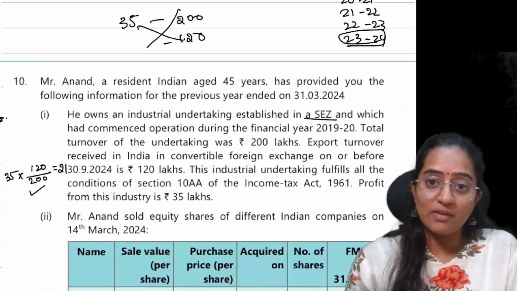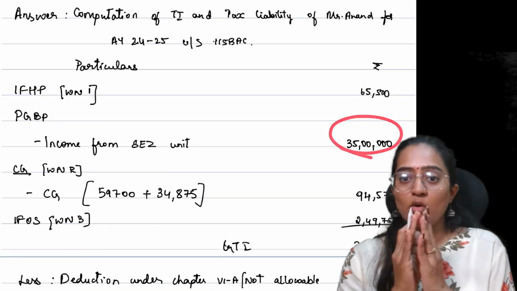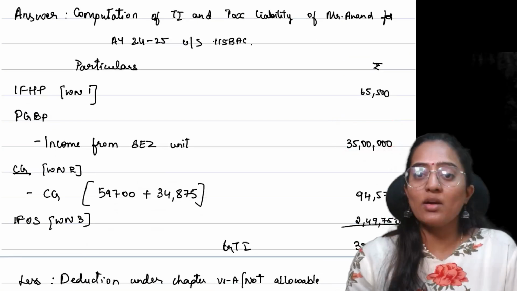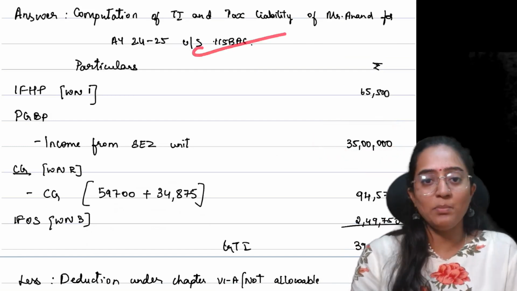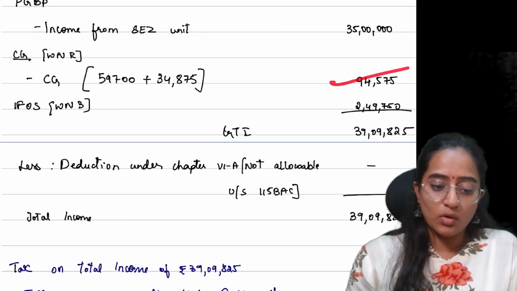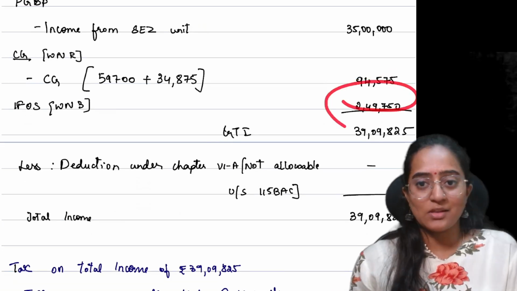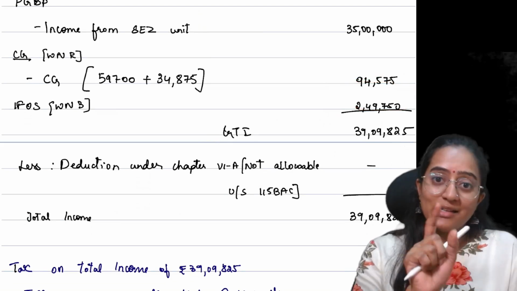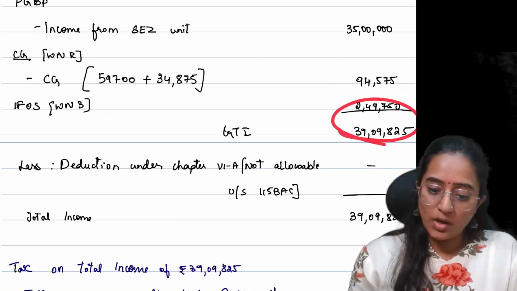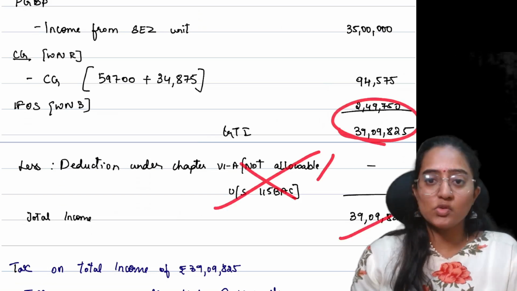How did you get this 35 lakh? Under 115BAC, will you get 10AA? You will not get any 10AA. Hence, the entire income is going to be taxable under section 115BAC. Capital gain we have already considered. Income from other sources: just now we saw royalty income plus interest on income tax refund. Total GTI you have got, no deduction is allowed. Total income is so much.